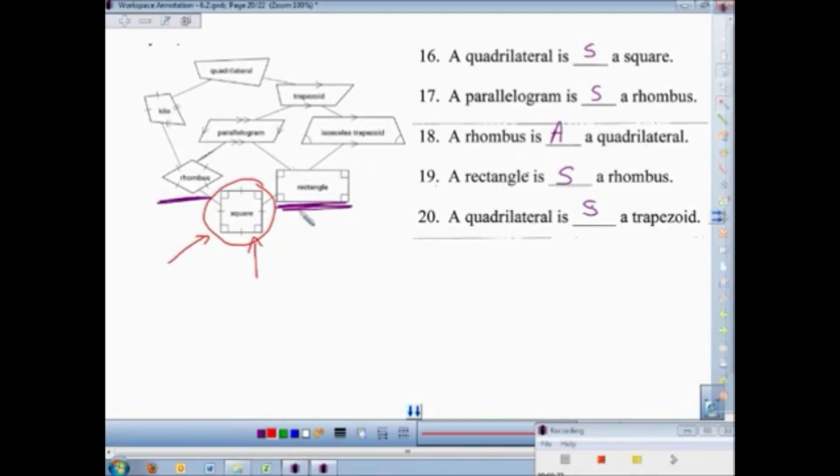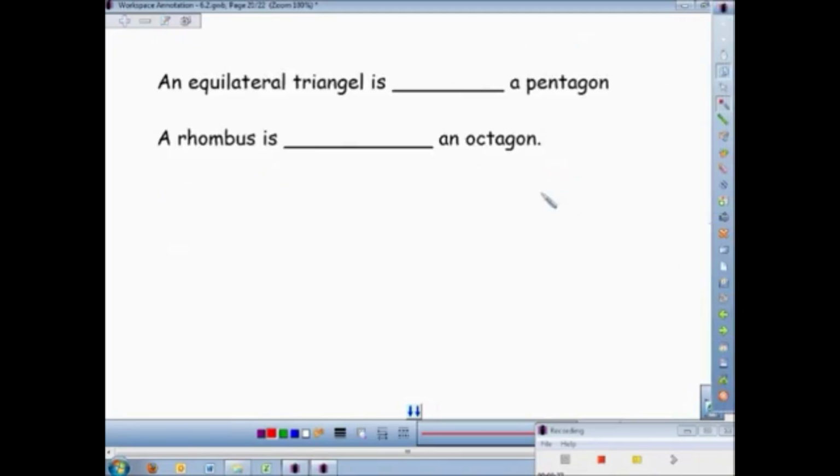So when do you answer never? Right? We didn't answer never at all. If we're playing the game always, sometimes, or never, it'd be nice to know when you answer never. Well, how about when you do this? An equilateral triangle is always, sometimes, or never a pentagon.